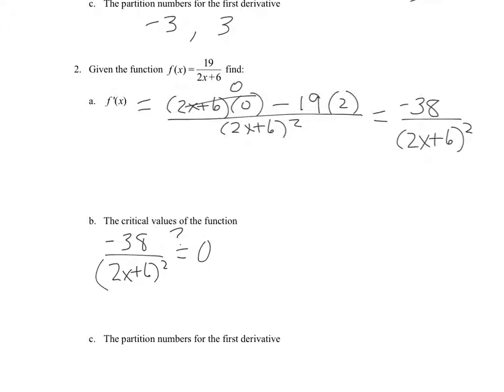So here's what that means. This thing will never equal 0. Correct? Okay. Now, can the denominator equal 0? The denominator could equal 0 if x is what?